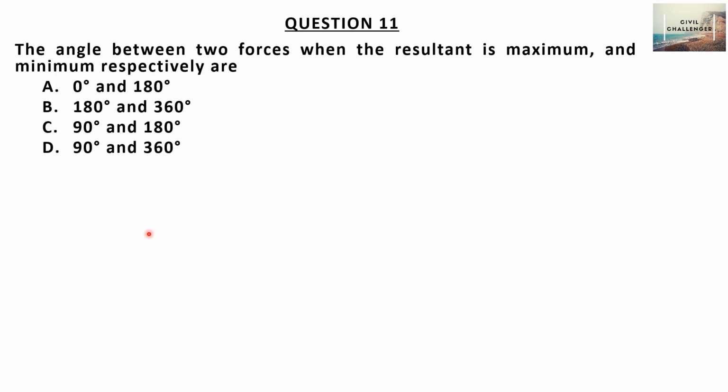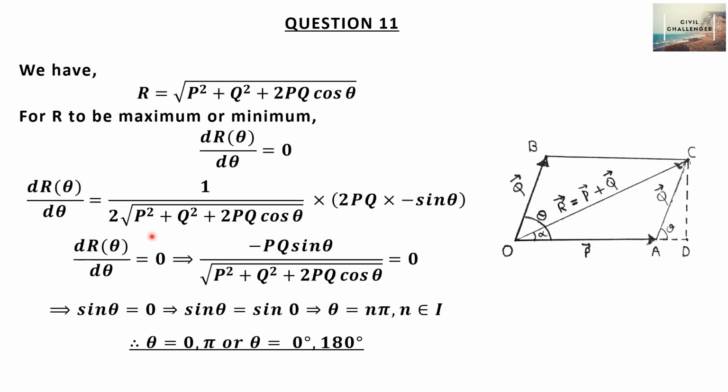Now the next question. The angle between two forces when the resultant is maximum and minimum respectively are option A, 0 degree and 180 degree, option B, 180 degree and 360 degree, option C, 90 degree and 180 degree, option D, 90 degree and 360 degree.